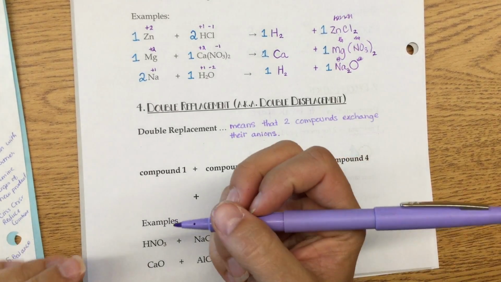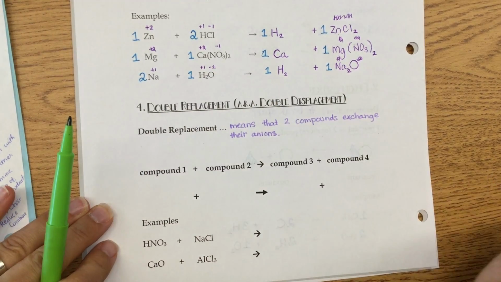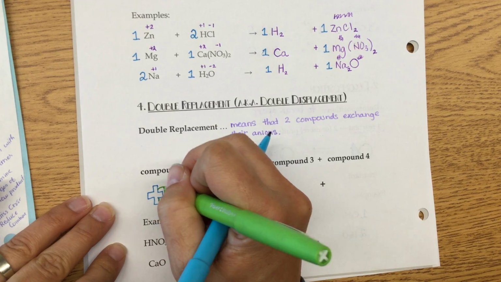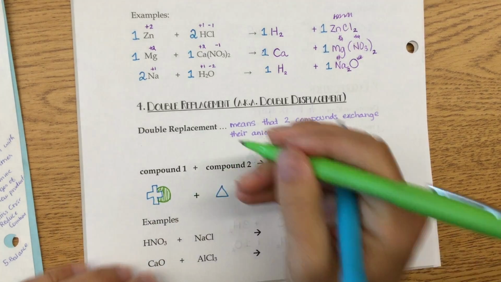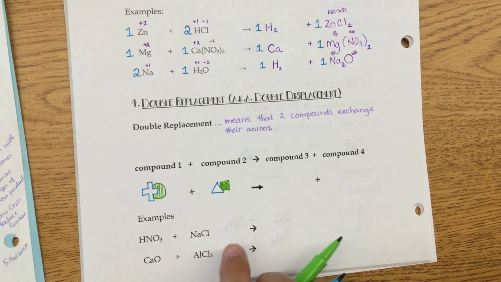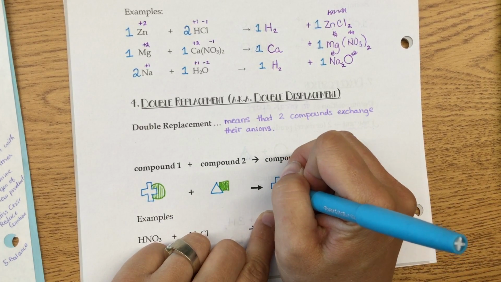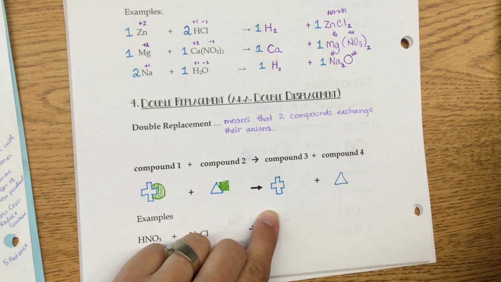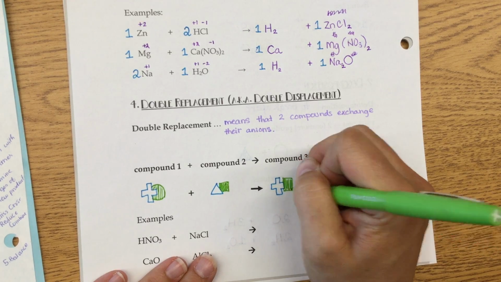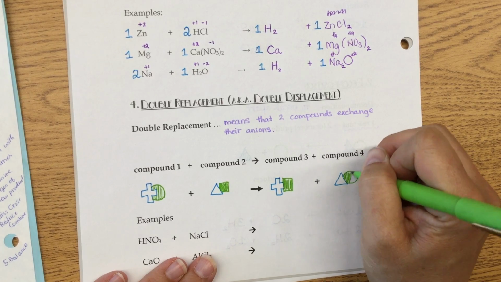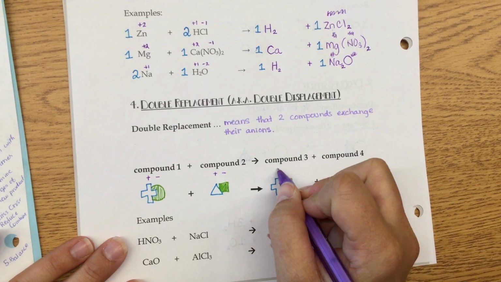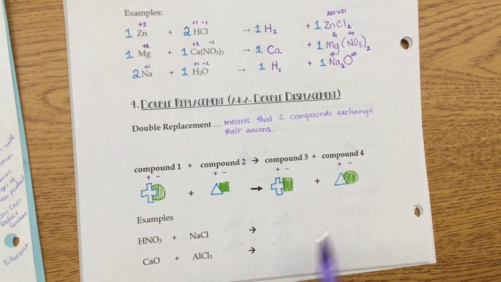So if I were to draw this out, how do I want to do this? Let's do this. Okay, so if I had compound number 1, I'm gonna make this a circle and a cross, and then I'll have a triangle and a square. I tried to make my cations blue and then my other ones green. Okay, so now we're gonna keep our cations in the same place, and we're just gonna swap the other partner. So now the square will be with the cross and the circle will be with the triangle. Okay, so this was positive and negative, and now we have made 2 new complete compounds on the product side.